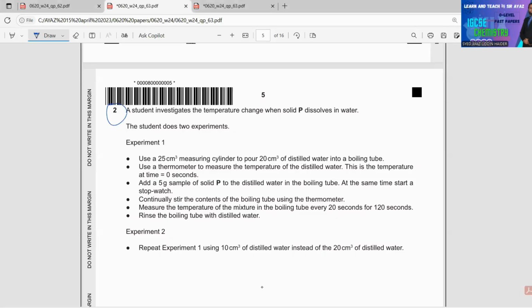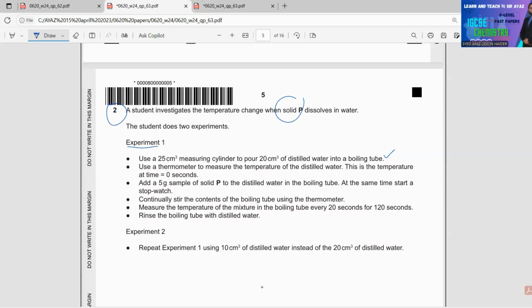Question number 2. A student investigates the temperature change when solid P dissolves in water. The student does 2 experiments. Experiment 1. Use a 25 cm3 measuring cylinder to pour 20 cm3 of distilled water into a boiling tube. Use a thermometer to measure the temperature of the distilled water. This is the temperature at time 0 seconds.